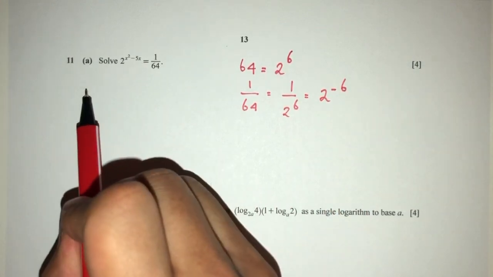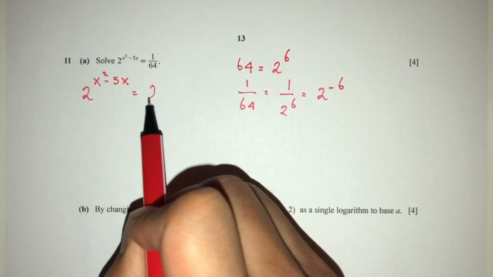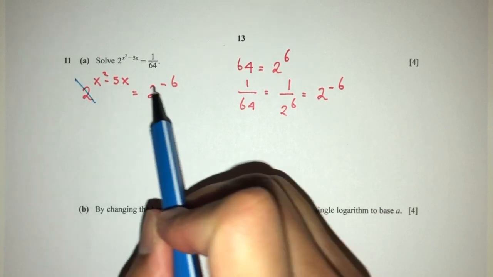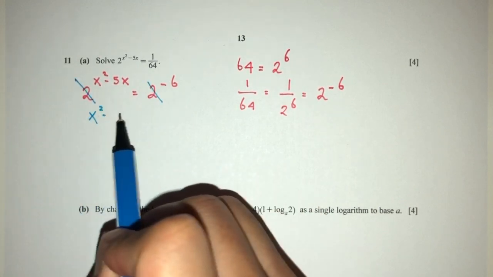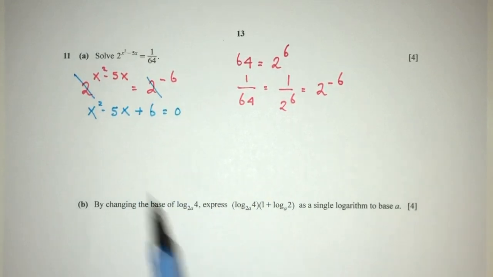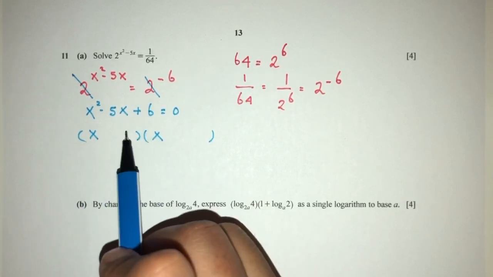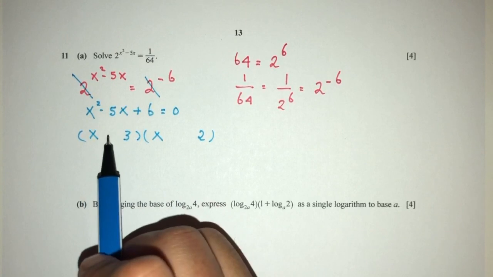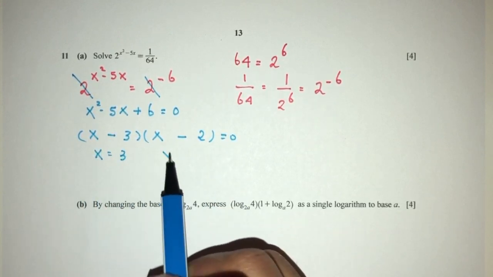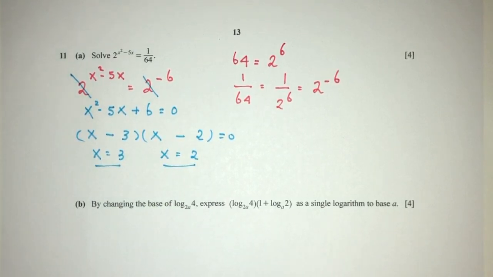So let's rewrite this here. We have 2 to the power x squared minus 5x equal to 2 power minus 6. Now because we have the same base on both sides, we can cancel the base out. You will have x squared minus 5x plus 6 equal to 0. Simplify. Factorize those two, you will have x times x, and 6 is 3 times 2. To get minus 5, it has to be minus 3 minus 2. That will be x is equal to 3, and x is equal to 2. So these are the solutions for this equation.